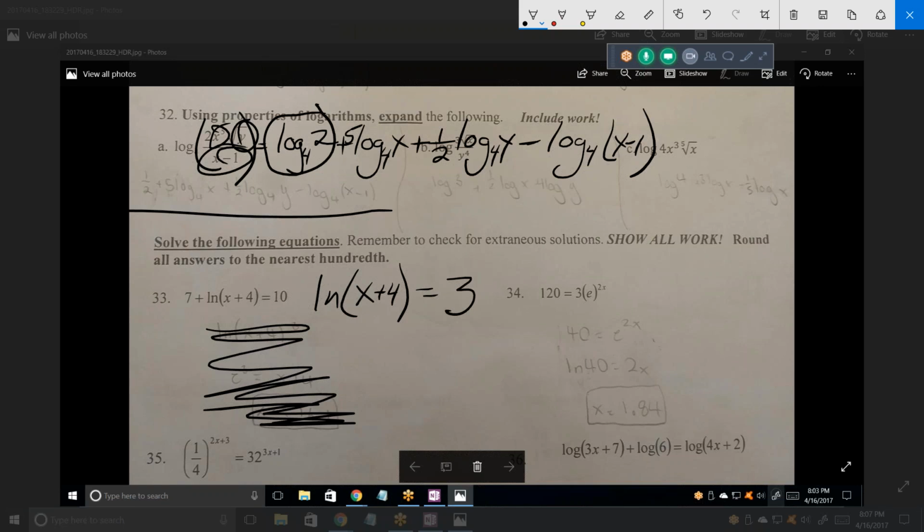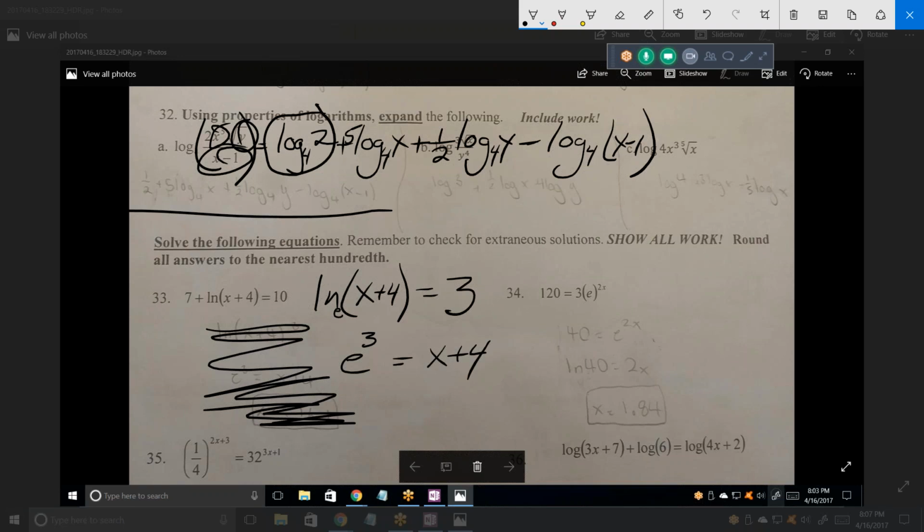Get the log alone, yeah. Now, when you've got a log equation that you don't know how to solve, almost always you have to convert it to an exponential expression. Well, what's the exponential expression here? X plus 4 to the third. What's that? Start with the base. What's the base here? It's e, right? Yeah. So it's e to the third equals the argument.